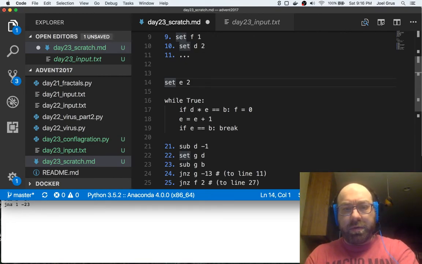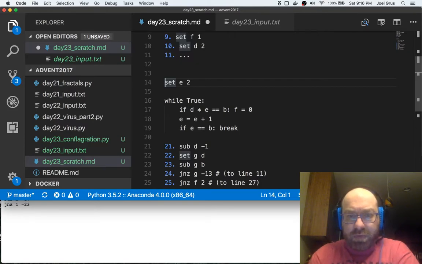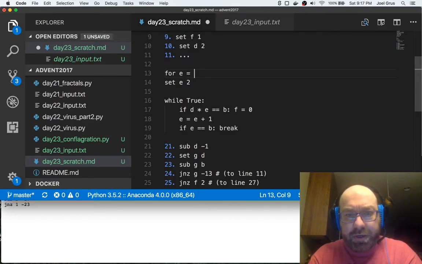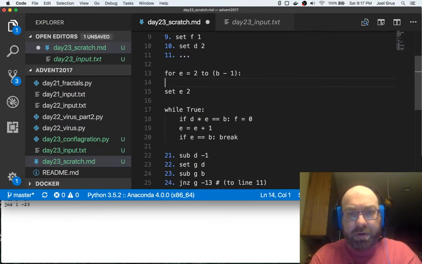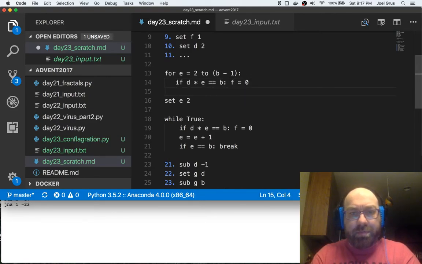So E equals 2, and then I do this loop. If D times E equals B, F equals 0, E equals E plus 1, if E equals B, break. So what this is really saying is for E equals 2 to B minus 1, if D times E equals B, set F equals 0, and that's it.